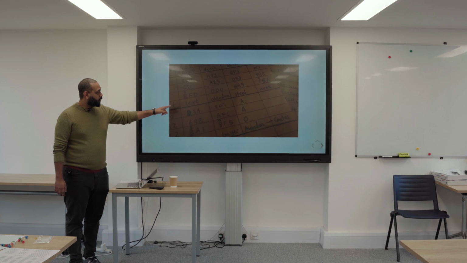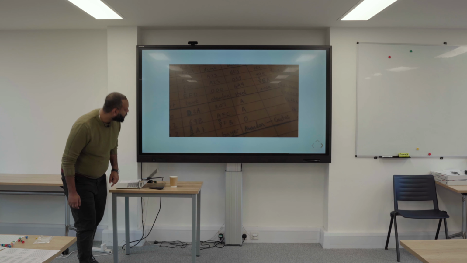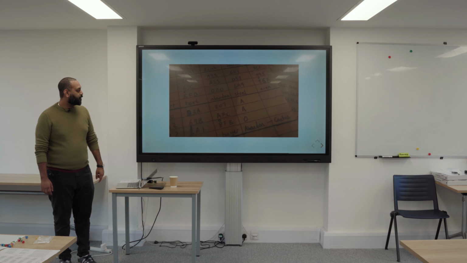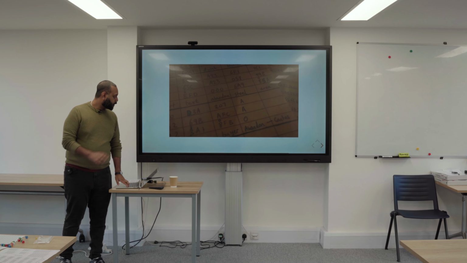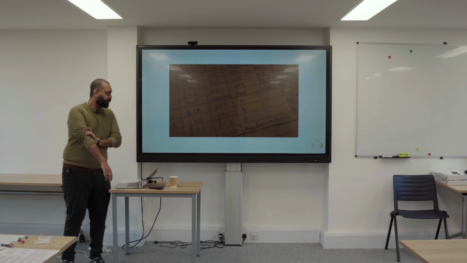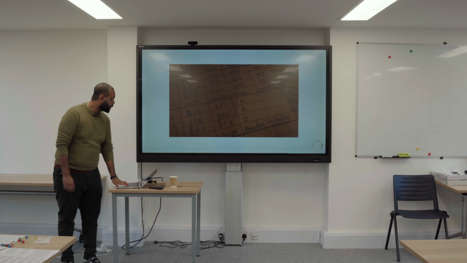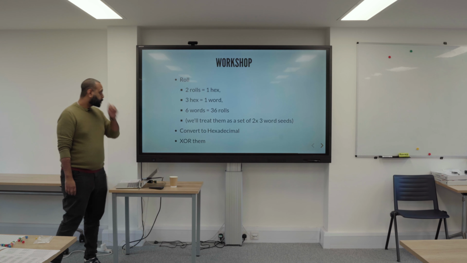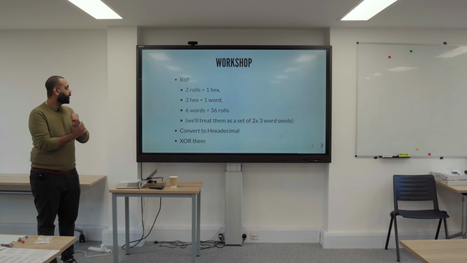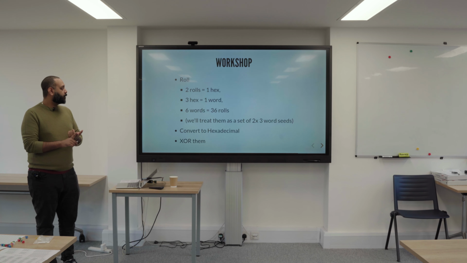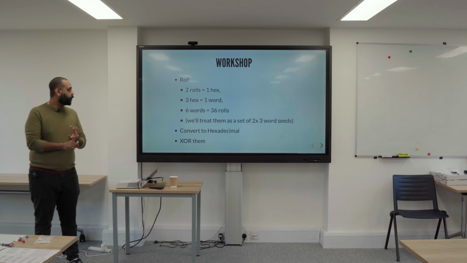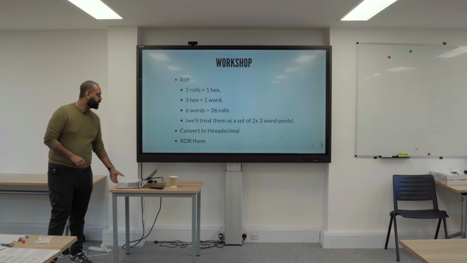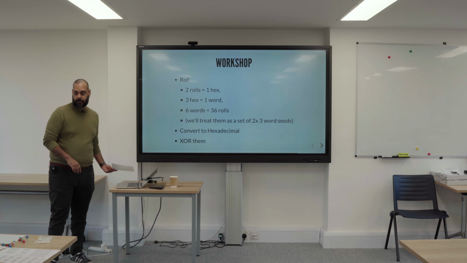When we get to the last word, this is a very dark picture, unfortunately. This is the checksum word. There's a little bit of complication, and I'll explain that after this. So let's go ahead. 2 rolls is going to be 1 hexadecimal letter. 3 hexadecimal letters is going to be 1 word, and we're going to do 6 words. So that's a total of 36 rolls.